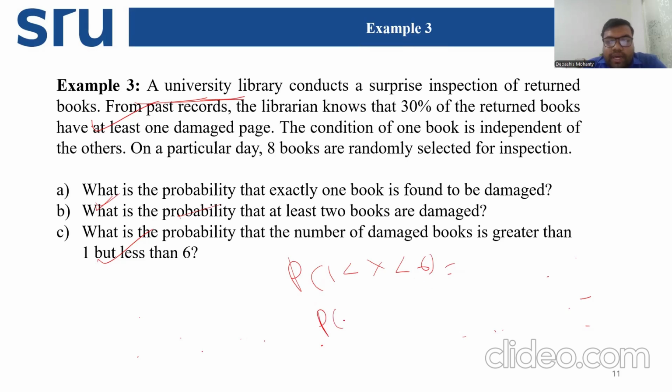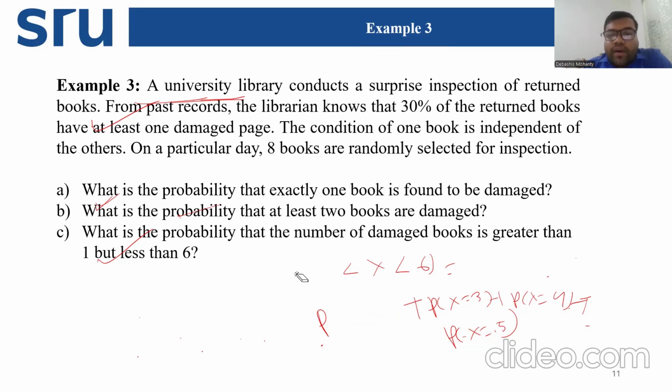That means here we need to calculate the probability of x equals 2, plus the probability of x equals 3, plus the probability of x equals 4, plus the probability of x equals 5. Try to understand what we need to calculate in the question. It mentions between 1 and 6, so using the binomial distribution we calculate these four probabilities. Now, as I told you, how do we calculate the probability of x equals 2?